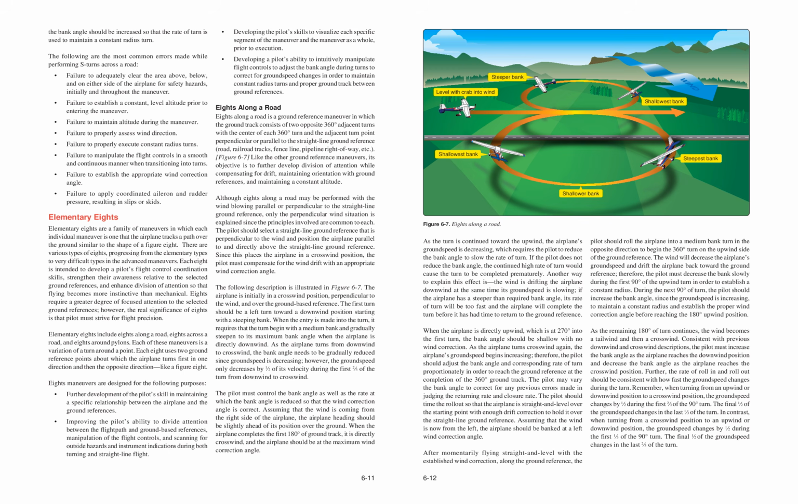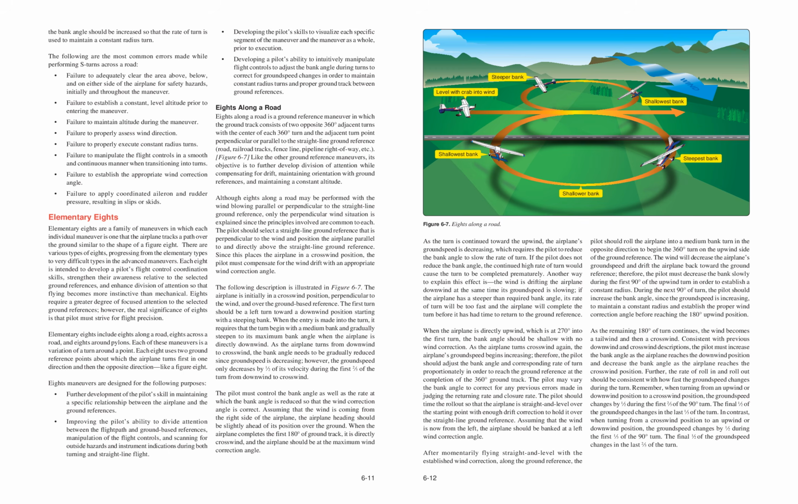Although eights along a road may be performed with the wind blowing parallel or perpendicular to the straight line ground reference, only the perpendicular wind situation is explained since the principles involved are common to each. The pilot should select a straight line ground reference that is perpendicular to the wind and position the airplane parallel to and directly above the straight line ground reference. Since this places the airplane in a crosswind position, the pilot must compensate for the wind drift with an appropriate wind correction angle. The following description is illustrated in Figure 6-7.